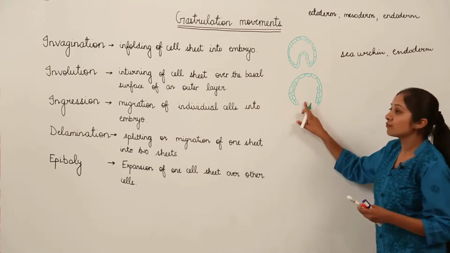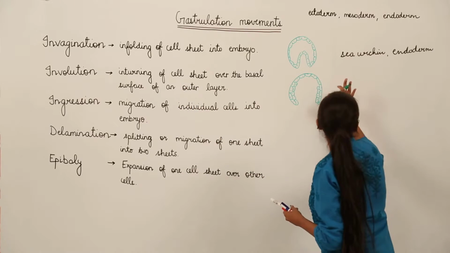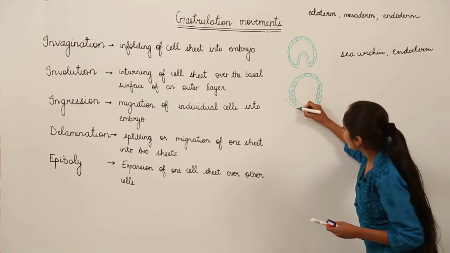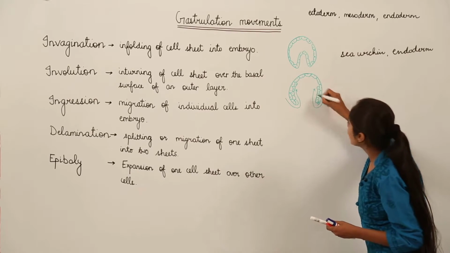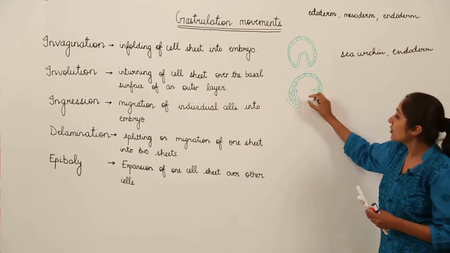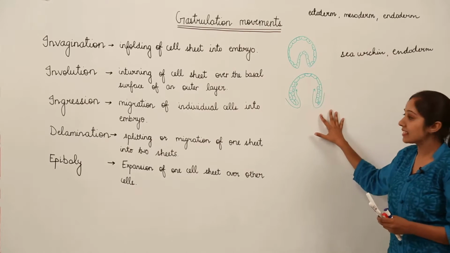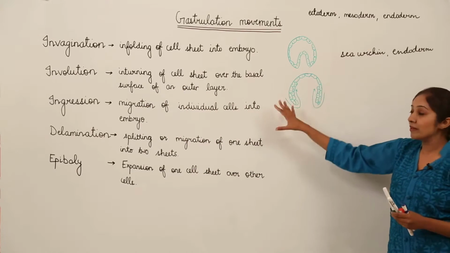So this type of movement is known as involution. If I have to draw it in this case, I can show it with the help of arrows. Now these are moving in this direction, right? So you can show it with the help of arrows how the cells are going to turn over the basal surface of an outer layer. So this type of movement of cells is termed as involution, and this is how this movement takes place.